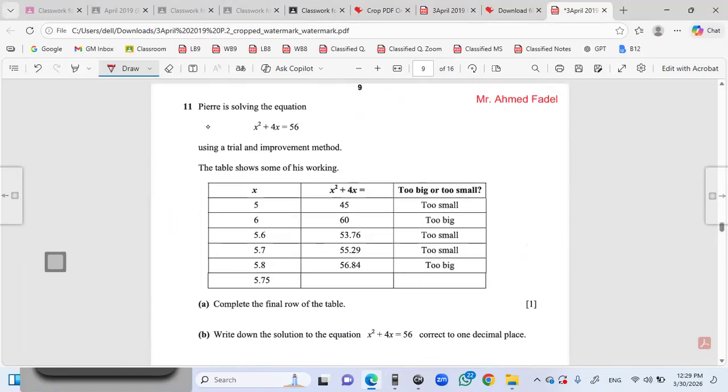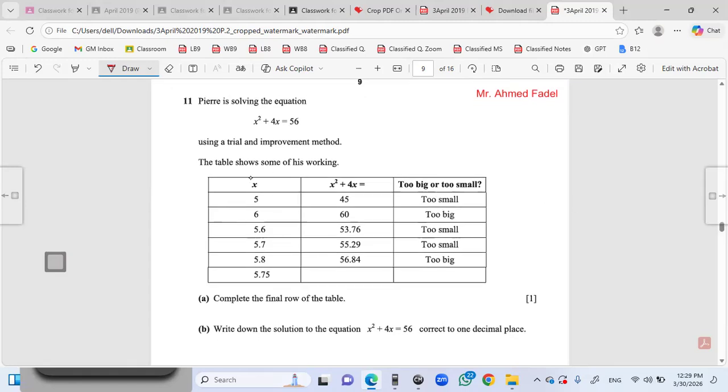Here in this one, Pierre is solving the equation x squared plus 4x equals 56. Using a trial and improvement method, this table shows some of his working. So in this equation, when x is 5, he found that it gives him 45. But this is too small. He wants to reach 56.